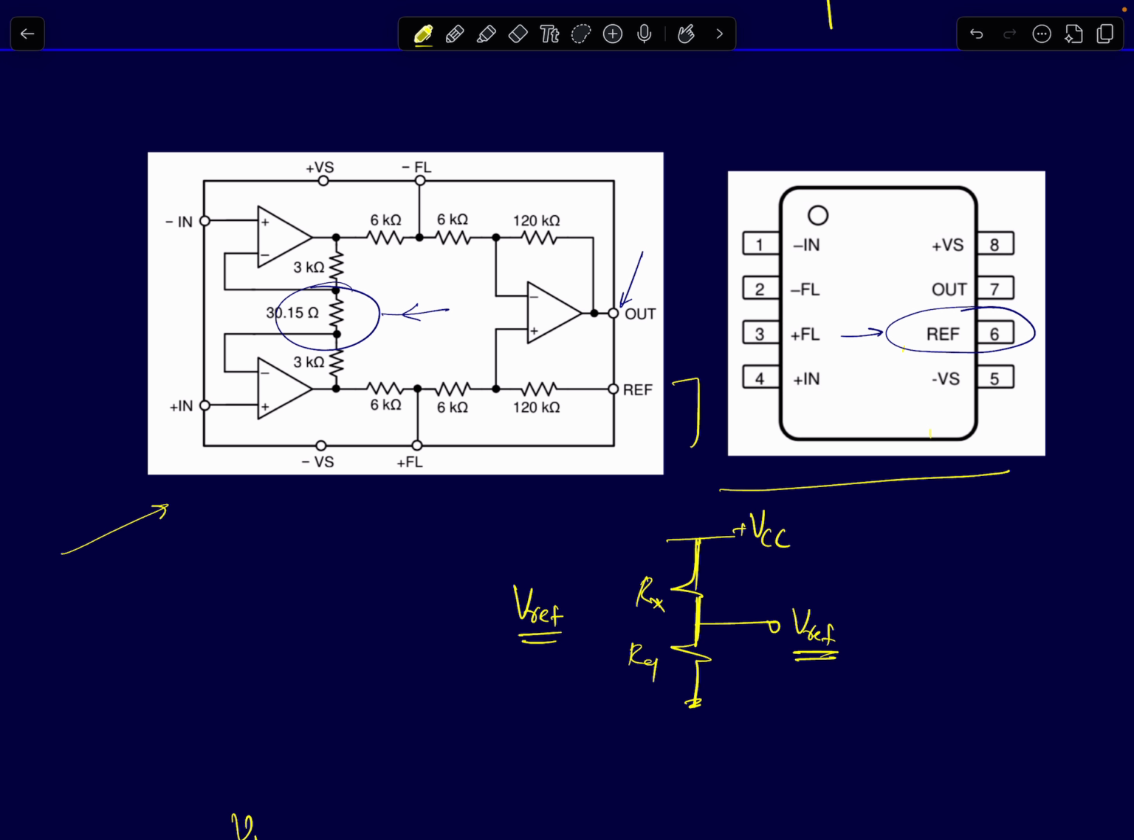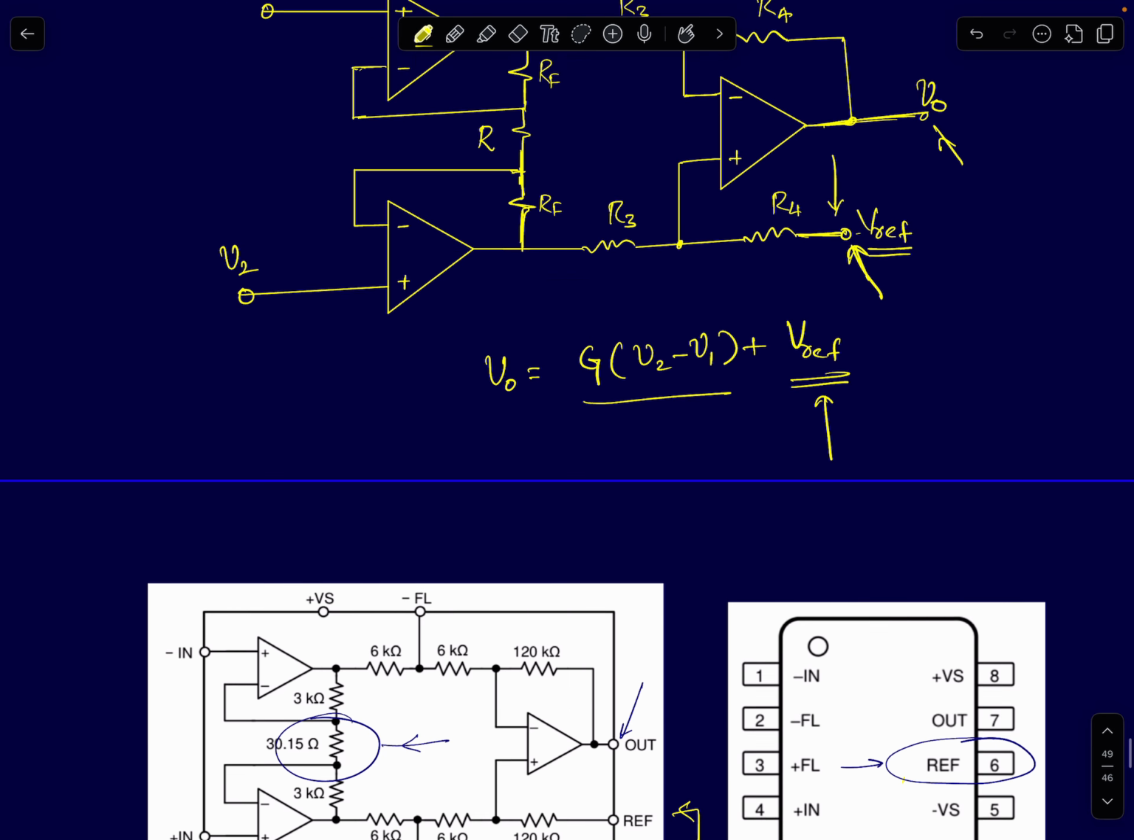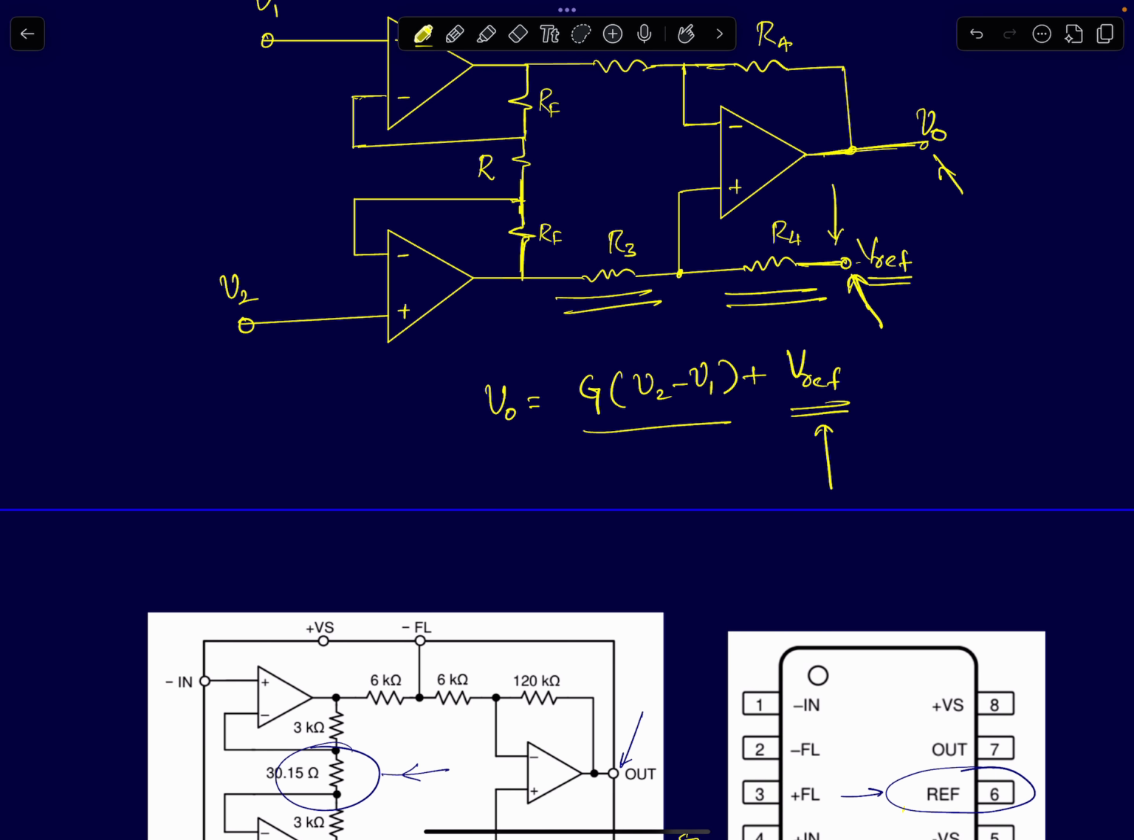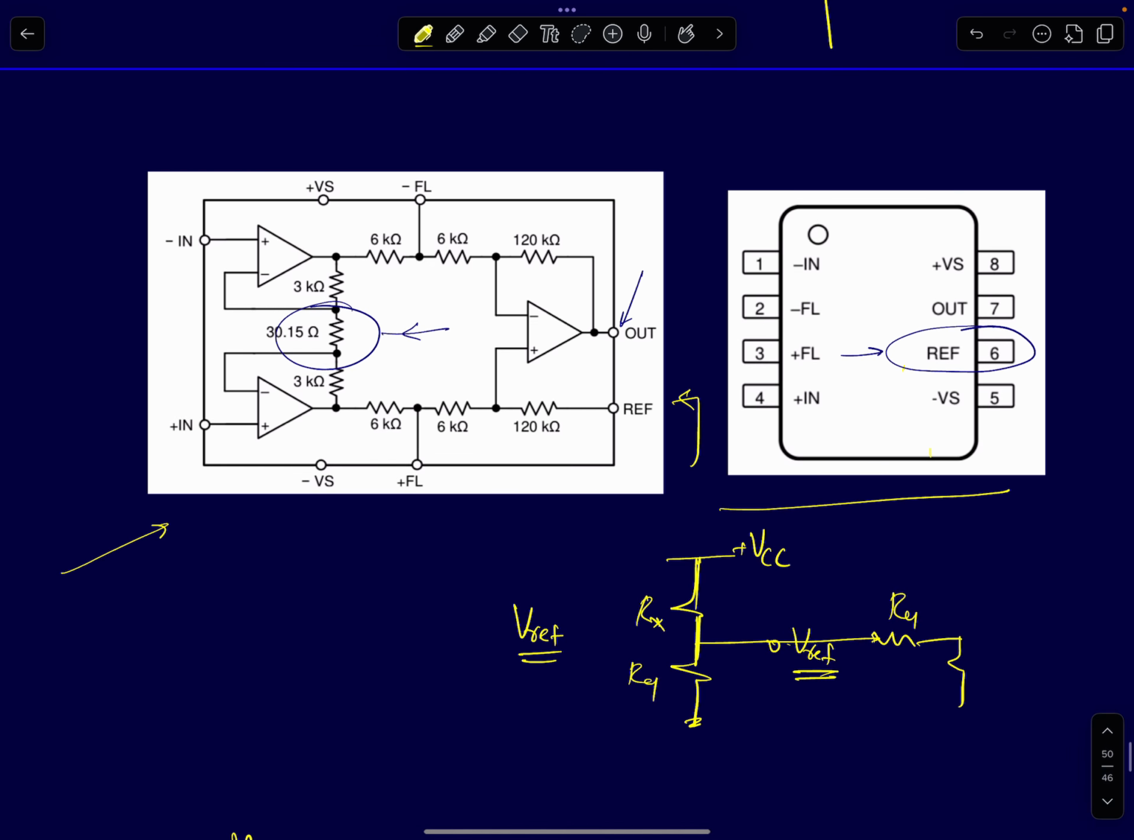Because the impedance at this node is resistive. It's going to two resistors. We were calling these resistors R3 and R4, so here in this figure I'm calling this R4 and R3. Let's ignore the values here, 120K and 6K. So you will be driving a resistive load. The moment you are driving a resistive load, this node voltage is prone to variations depending on this load.